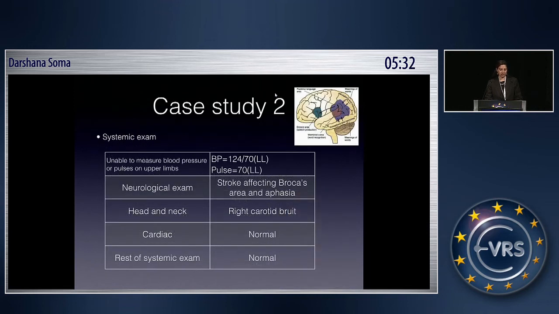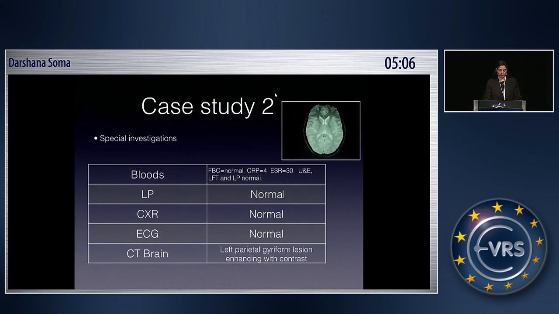On systemic examination, we weren't able to measure the blood pressure or pulses on the upper limb, but were able to measure them on the lower limb. The blood pressure was 124/70, the pulse was 70 beats per minute. The neurologic examination showed stroke affecting Broca's area and resulting in aphasia. The head and neck examination showed that there was a right carotid bruit. The cardiac examination otherwise was normal, and the rest of the systemic examination normal. On blood examination, the full blood count was normal with CRP of 4, ESR of 30. The liver and kidney functions were normal. The lumbar puncture was normal. Chest X-ray and ECG were normal.